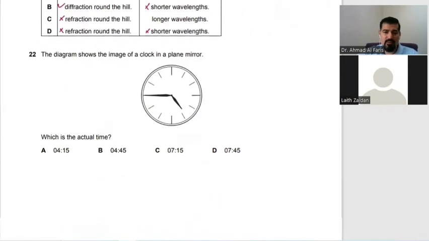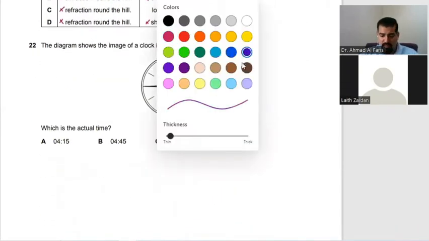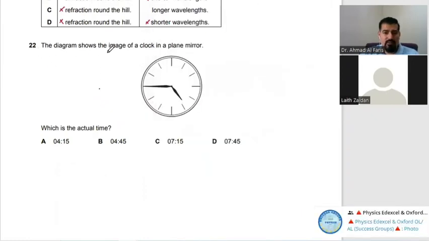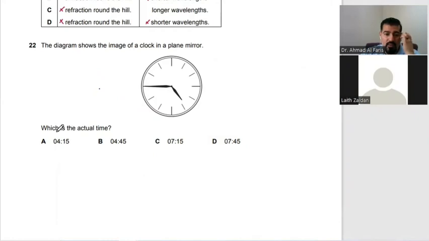Okay, number 22. What do we have here? Number 22, the diagram shows the image of a clock in a plane mirror. Plane mirror, that means it's reflected. Which is the actual time? What is the actual time?